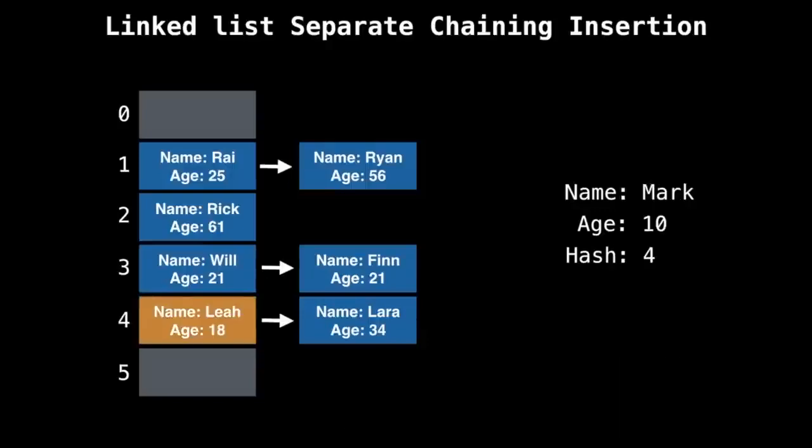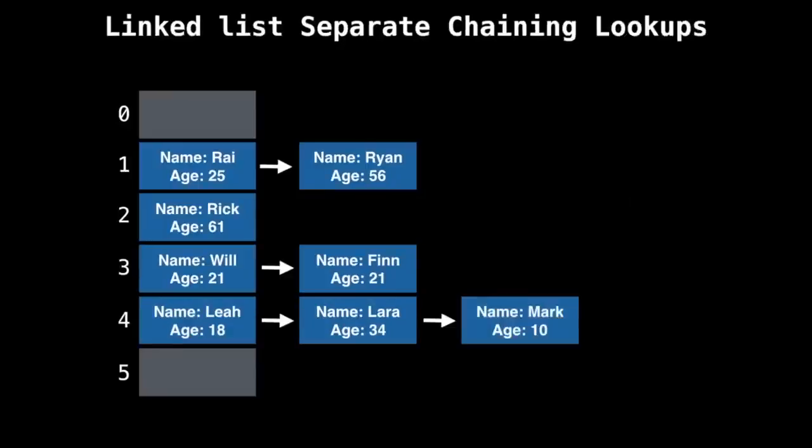Okay, now I want to insert Mark, whose age is 10 and who hashed to 4. So scan through the linked list at index 4 for Mark, and he's not found, so we have to append Mark at the very end.